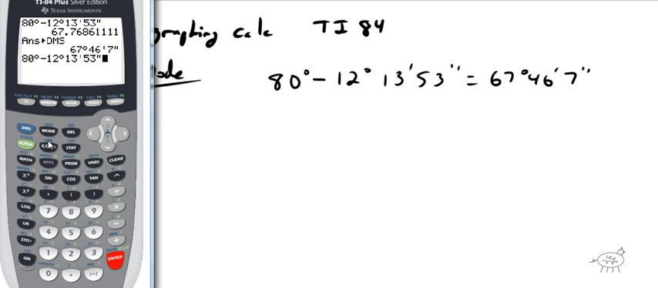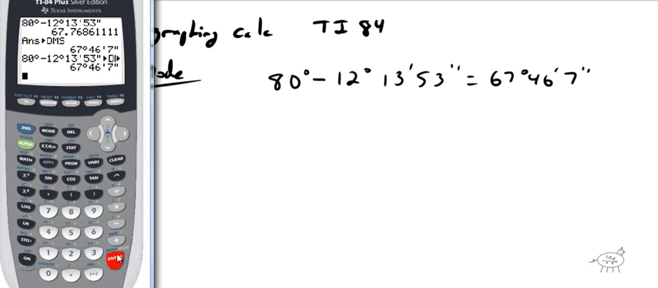So I brought the second of this line back here, and then if I want to do it all in one keystroke, I could do that. After I type in 80 degrees minus that 12 degrees, 13 minutes, 53 seconds, I hit second angle, and again I can do 4. So this is all in one keystroke, and hit it, and you get 67, 46, 7. Okay? So anyway, that is pretty much using your graphing calculator. It's really pretty easy to do that.